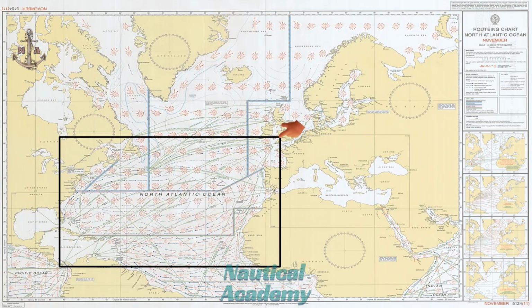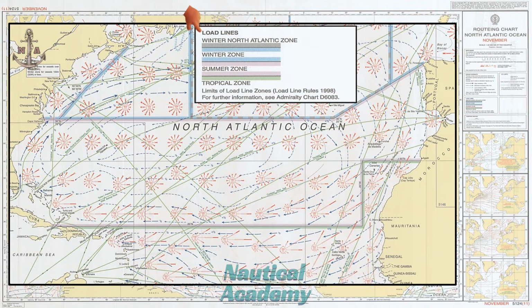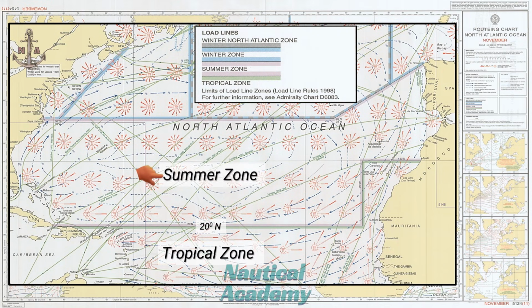Let's take a closer look at this section of the chart and refer to the marginal information containing load line zones. It's shown here that each color represents a specific load line zone. Green indicates tropical zone, pink is summer zone, light blue is winter zone, and gray represents winter North Atlantic. This line between the green and pink areas along latitude 20 degrees north marks the boundary between the tropical and summer zones.